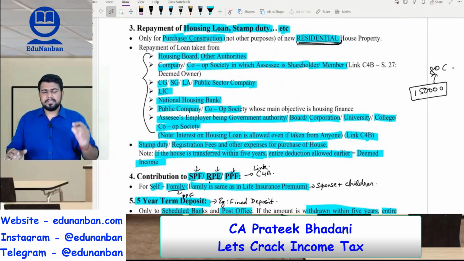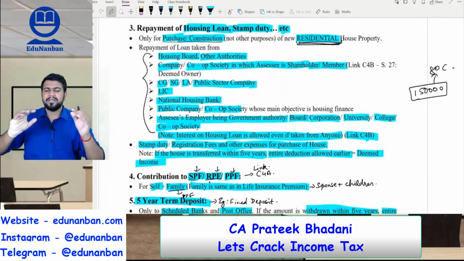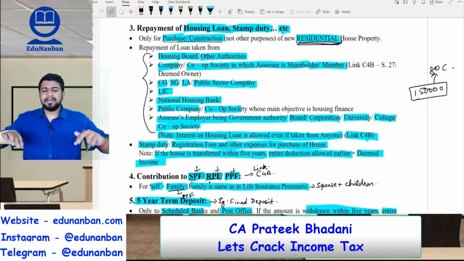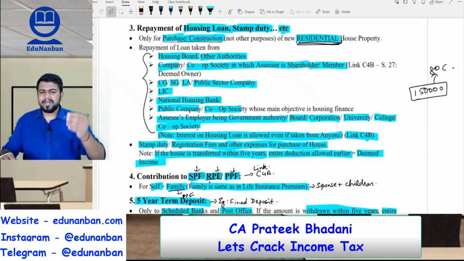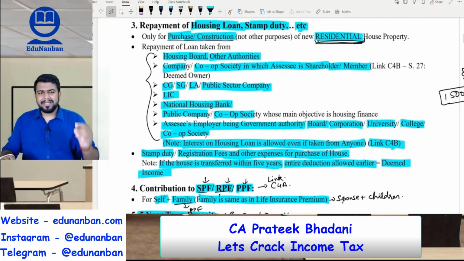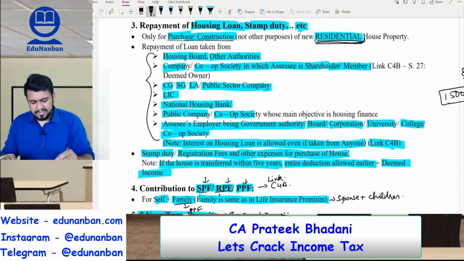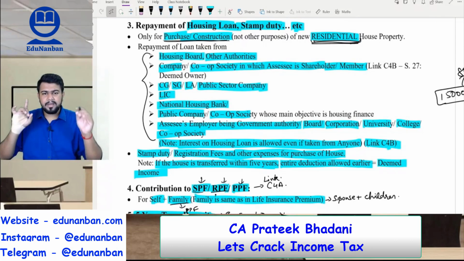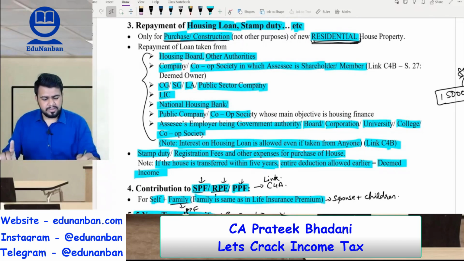Okay. Sir, interest on housing loan is allowed as deduction under house property chapter under section 24B. However, the repayment of housing loan is allowed as deduction under section 80C. Okay. But there are some conditions. First condition is that the loan should be taken for the purchase or construction of the house, not for repair, maintenance, etc. And the house should be a new residential house property.